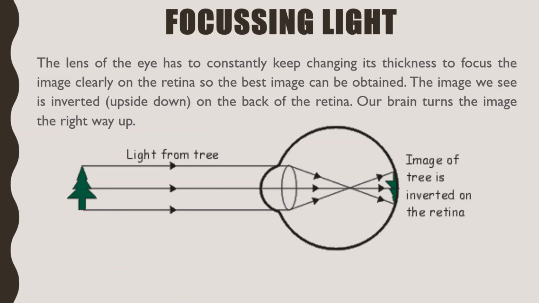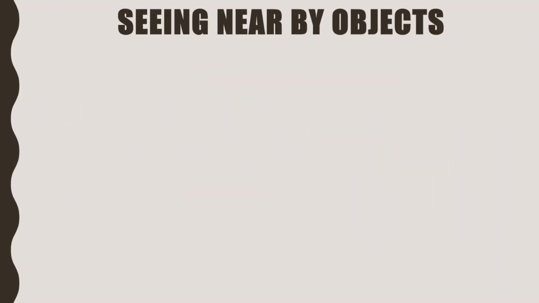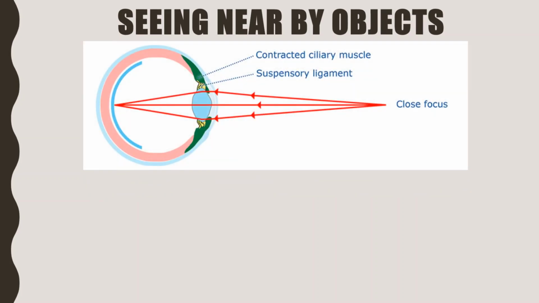But this is not the same when you look far and when you look close. So what happens when you look at a nearby object? Look at the size of the lens here. The lens is pressed from both the sides. The ciliary muscles are pressing the lens, and the lens is bulging out. When the lens is bulging out, the focus is nearby, close. The rays converge very close to the lens, and you can see close-by things clearly.